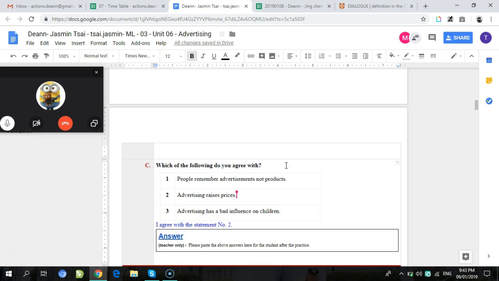They are not that absolute. Am I right? Okay, so I agree with you. People remember advertisements, not the products. Actually, I agree with number 1. Sometimes it is the advertisement that I remember, not the product. For example, here in the Philippines there are advertisements where people only remember the story that really comes to my mind, but sometimes I forget what the product is.